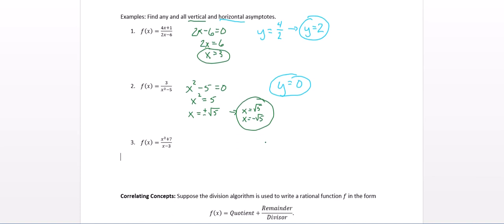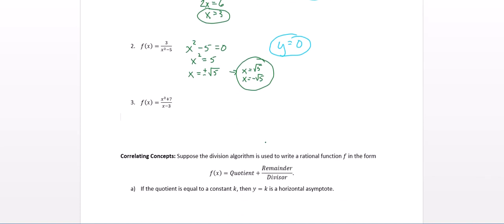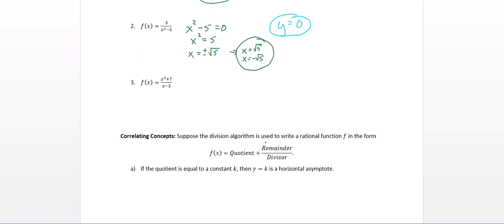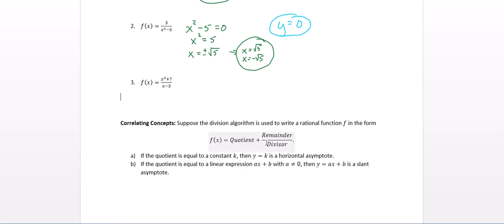All right. Let's do one more. I'm going to bring up this correlation here. I want both of those on the same page. There we go. So if we look at our vertical asymptote, our denominator, set equal to 0 and solve.